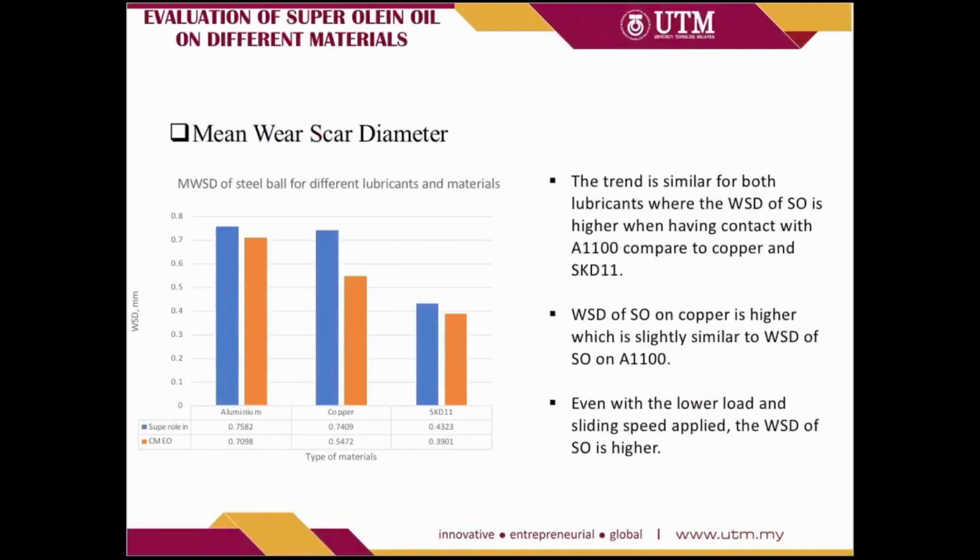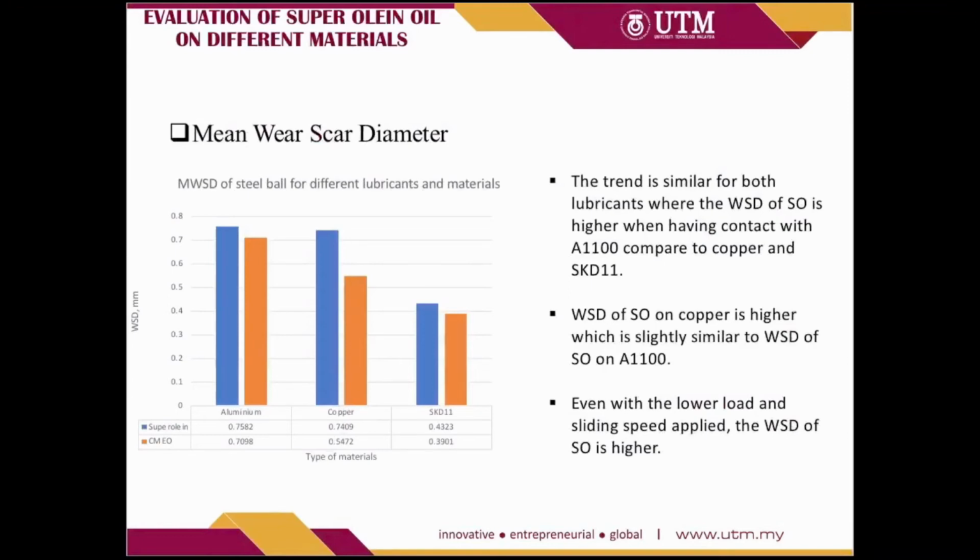Next, for the mean wear scar diameter, the trend is similar for both lubricants, where the wear scar of superolin is higher when in contact with aluminium compared to copper and SKD11. However, due to the hardness of the material, the wear scar of the ball under superolin on aluminium is higher compared to copper and SKD11. It is different on copper, where the wear scar of superolin is higher, which is slightly similar to the wear scar of superolin on aluminium.